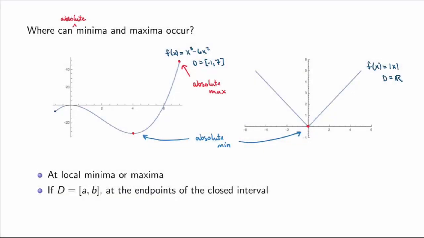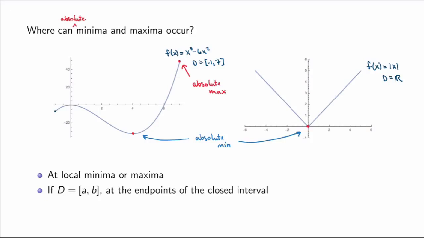With this under our belt, we can ask the question, where can absolute minima and maxima occur in general? So if we look back at our examples, in both examples, the absolute minimum also happened to be a local minimum. So that's the first possibility. Absolute minima and maxima can occur at local minima or maxima.